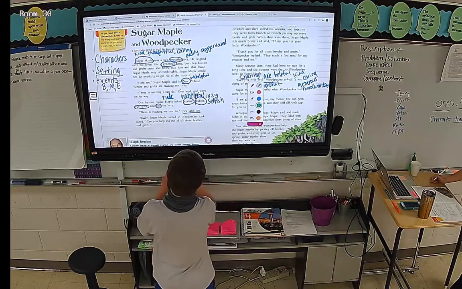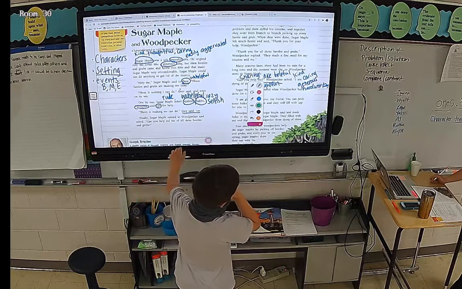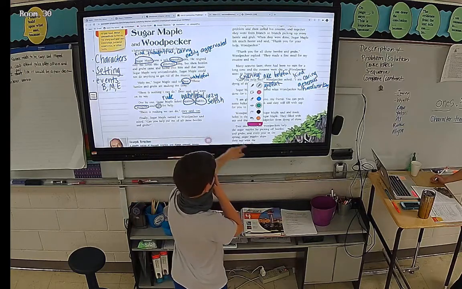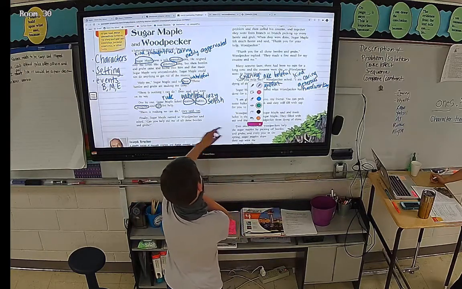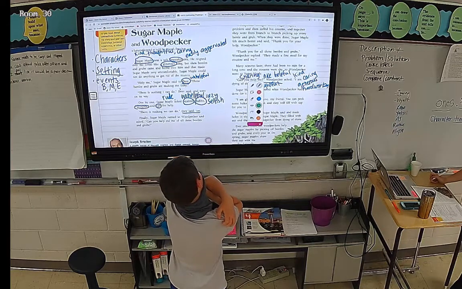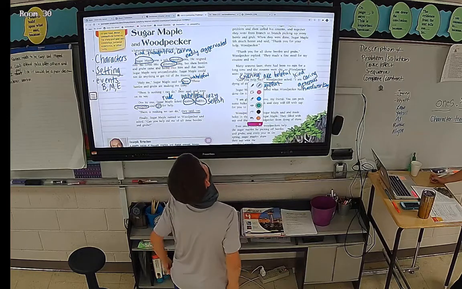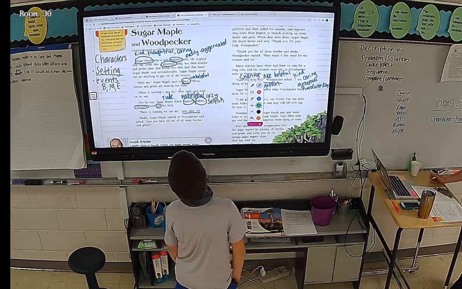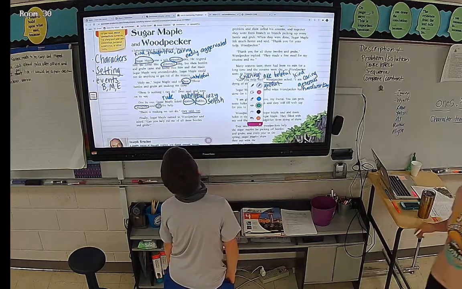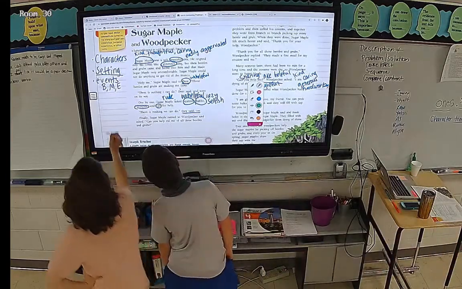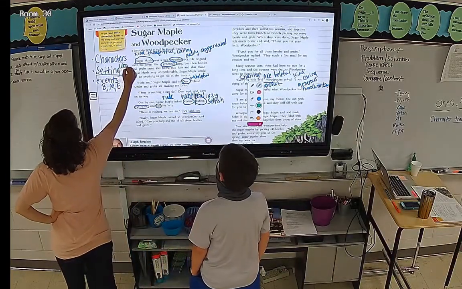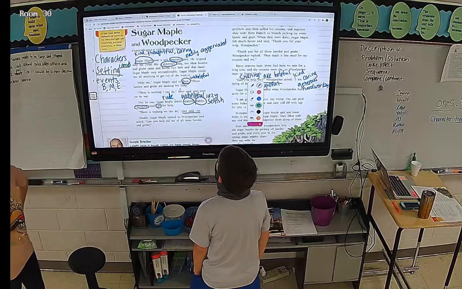So I know the setting's in the woods because there's all these animals. There's a picture down there. Okay, so I'm going to write that. Hayes, I'm going to write woods.